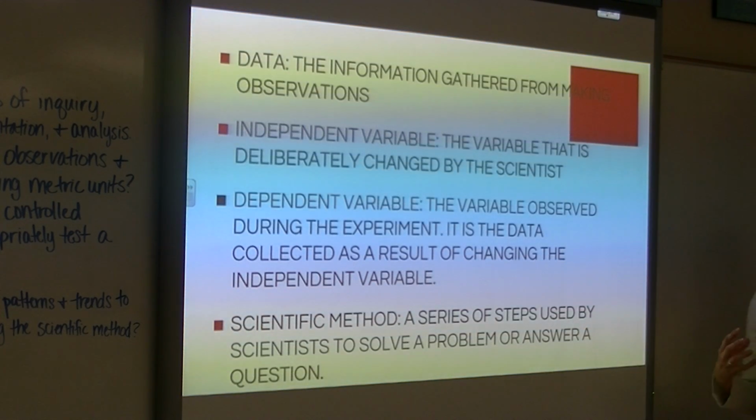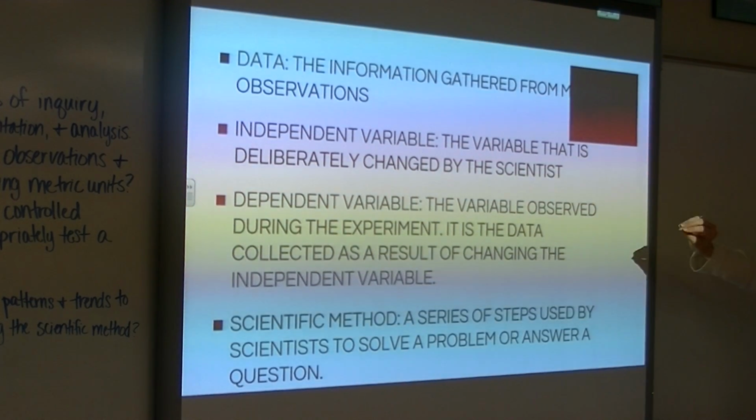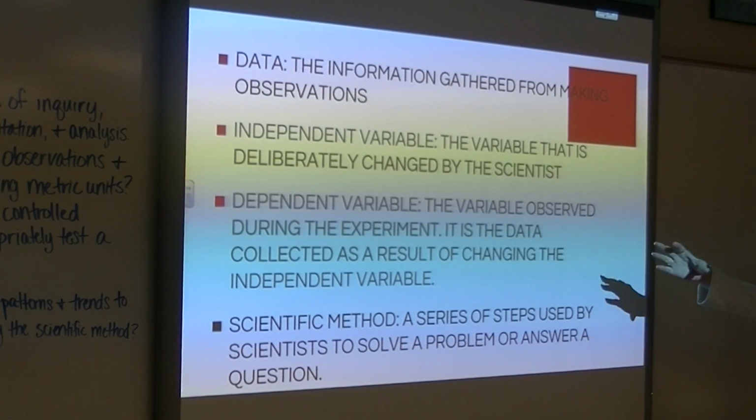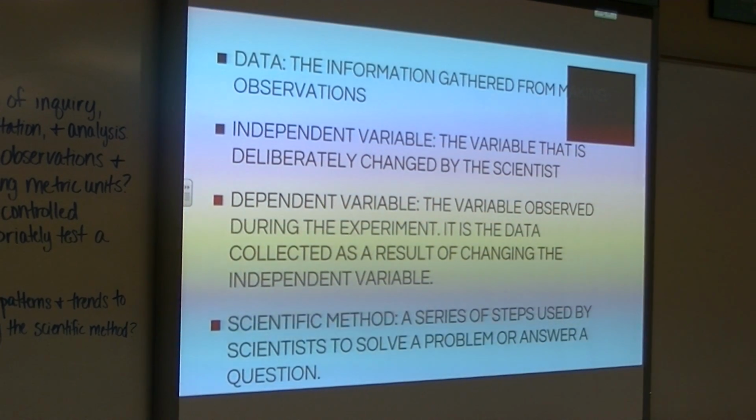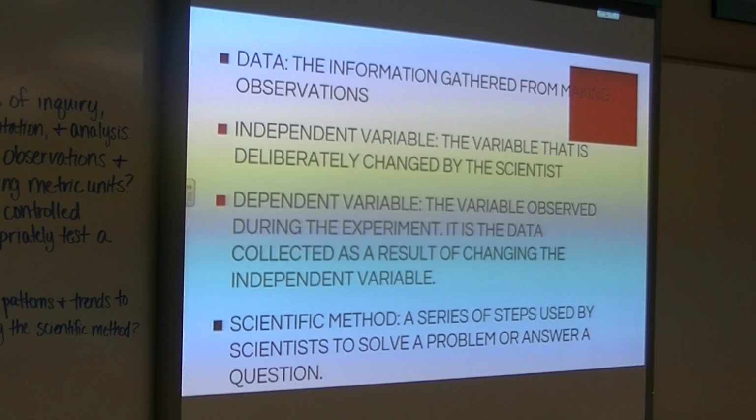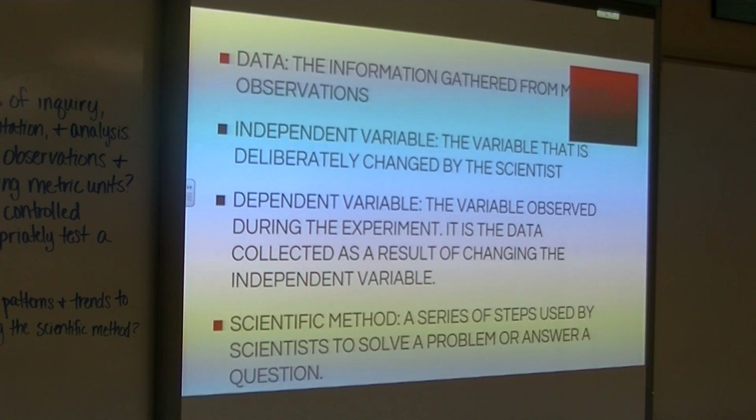So these are definitions. The first three I definitely want you to have. The last one is the definition of the scientific method, but we just talked about that. So I'm going to give you some shortcut things to write down. So data is the information gathered from making observations. So when you write it on your paper, you can just put info instead of information. That's a shortcut that you can use. Info gathered from observations.